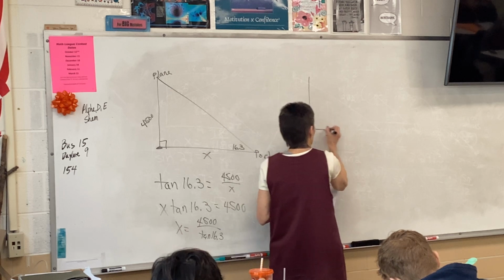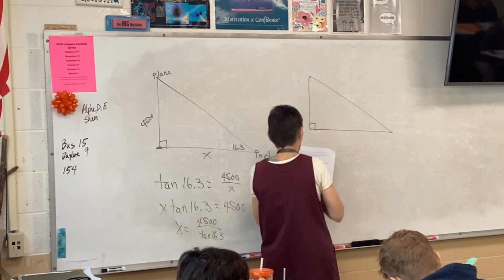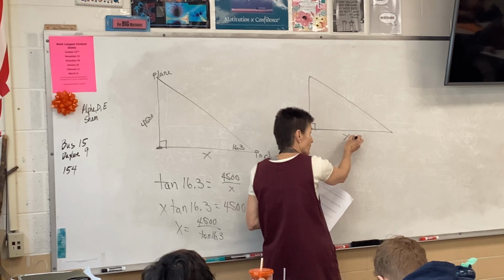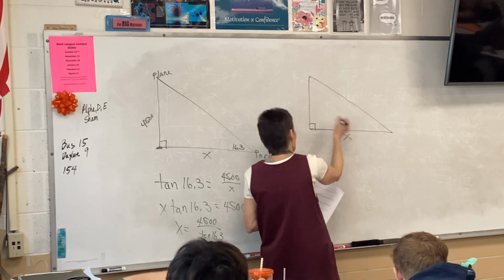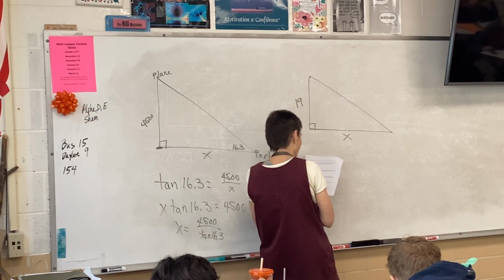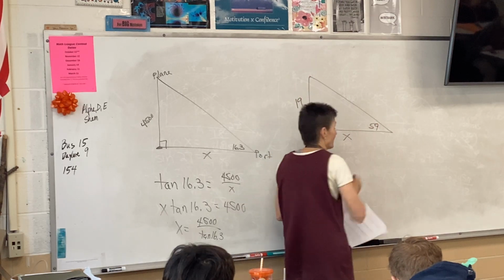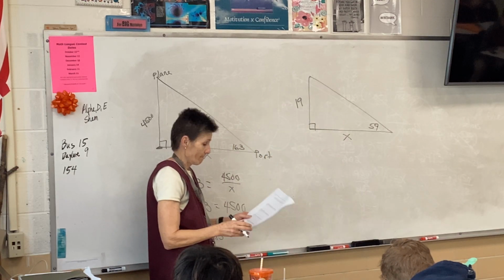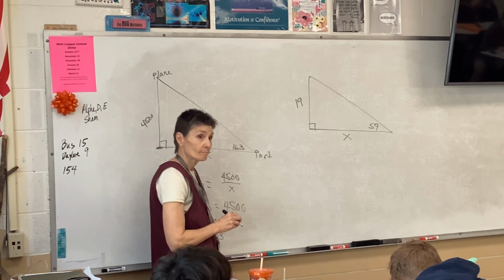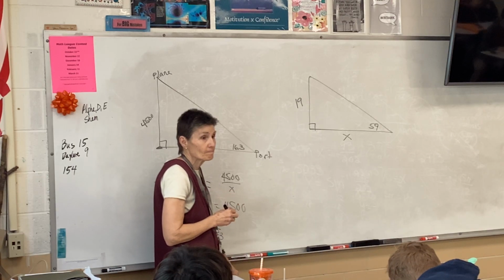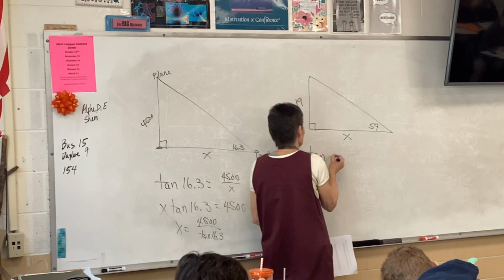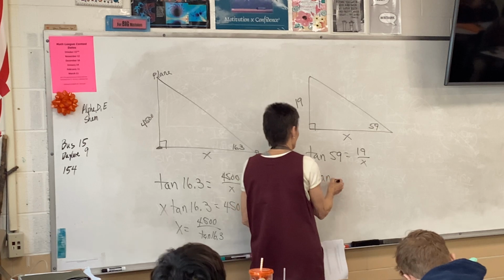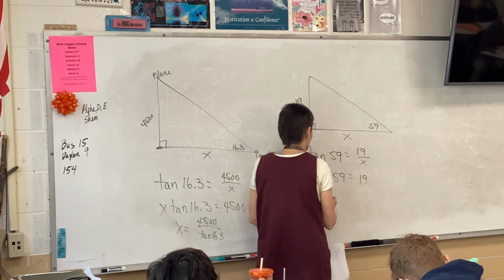Got a flagpole. Find the length of the shadow, shadows are on the ground, of a 19-foot flagpole when the angle is 59. Sine, cosine, tangent. Tangent. So tan 59 equals 19 over x. We'll multiply by x and divide.